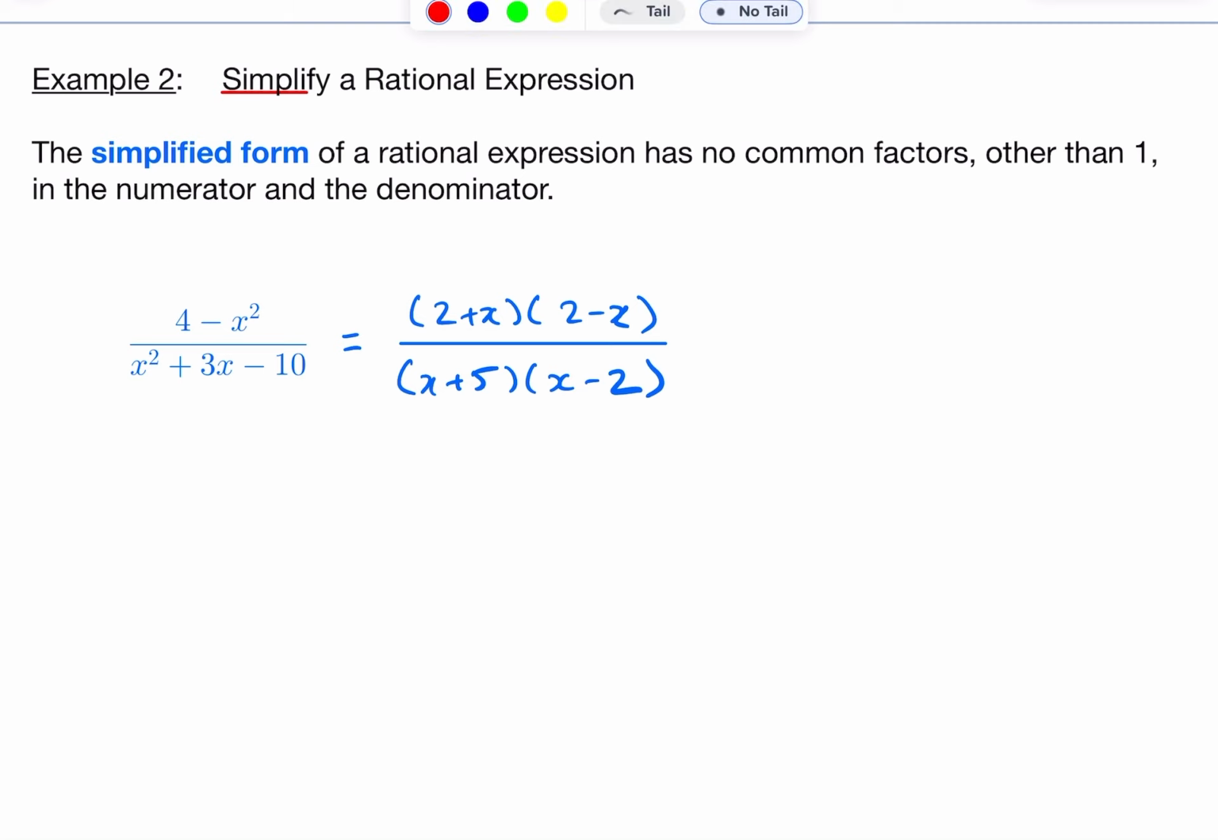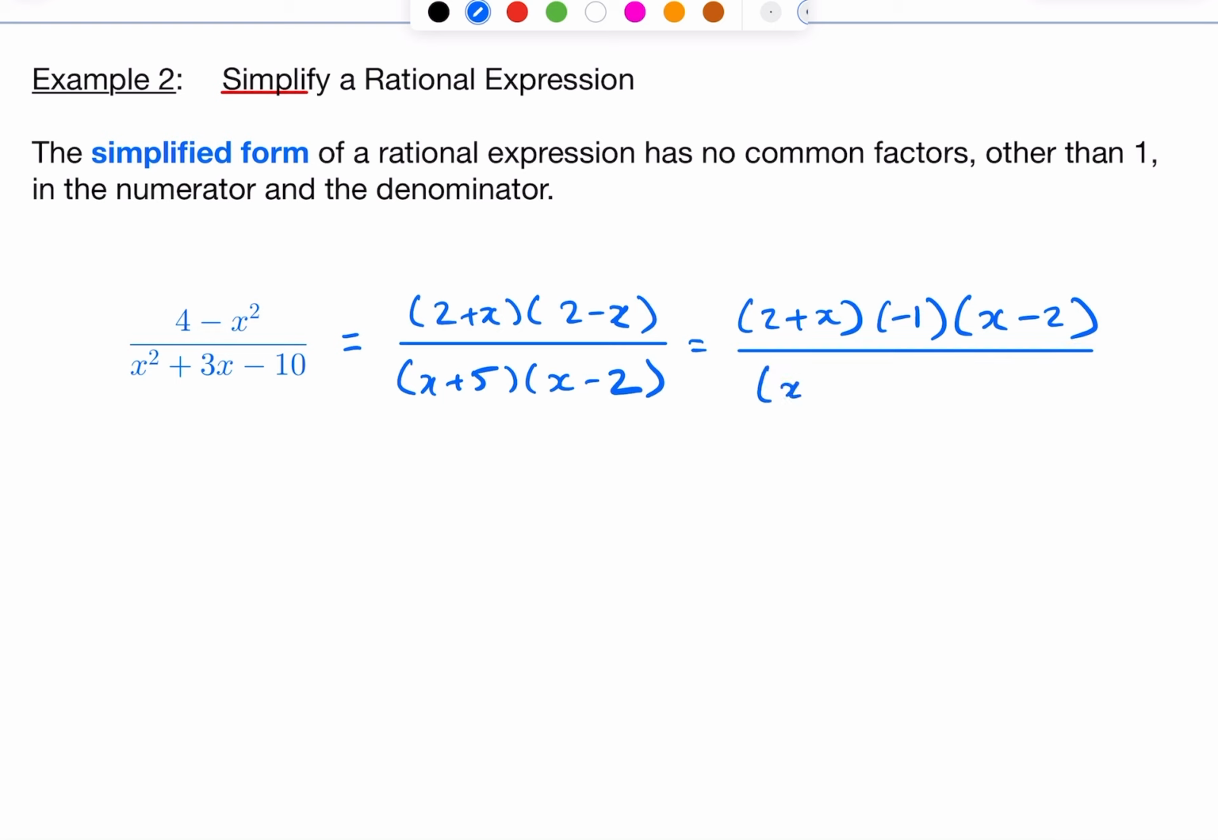Okay, now at this point, it's hard to see if there's anything that's cancelable, but we do see that we have a 2 minus x and an x minus 2. They're kind of close. What we could do is factor out a -1 out of this, and let's see what happens when we do that. So I'm going to just rewrite 2 plus x, and now I'm going to factor out a -1. And when we do, what happens to the last term is that it becomes x minus 2. And that's going to be all over x plus 5 times x minus 2.